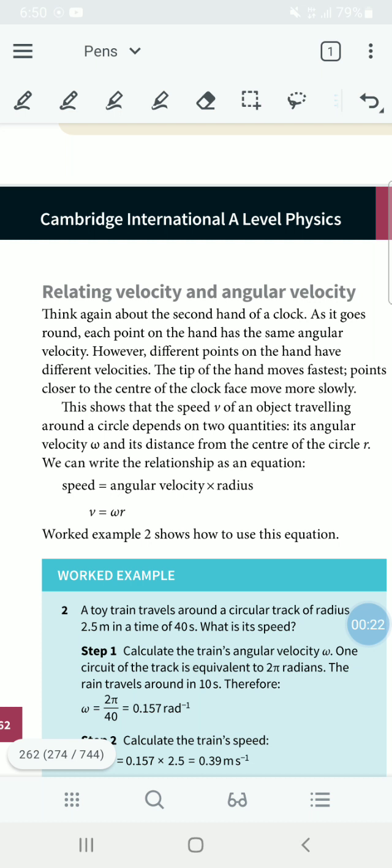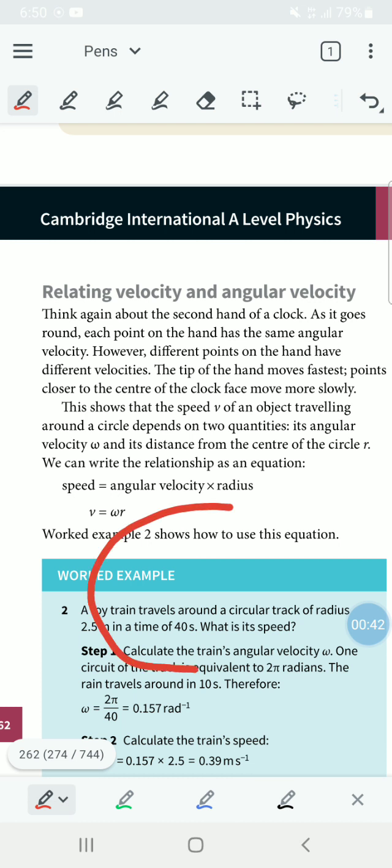Think again about the second hand of a clock. As it goes round, each point on the hand has the same angular velocity. That means, if you take the clock to be something like this, and this is the seconds hand, then each second it is moving like this.